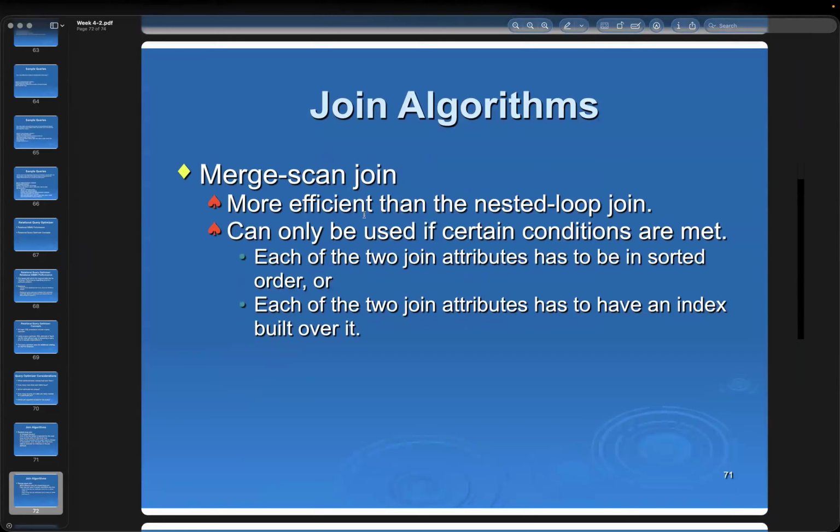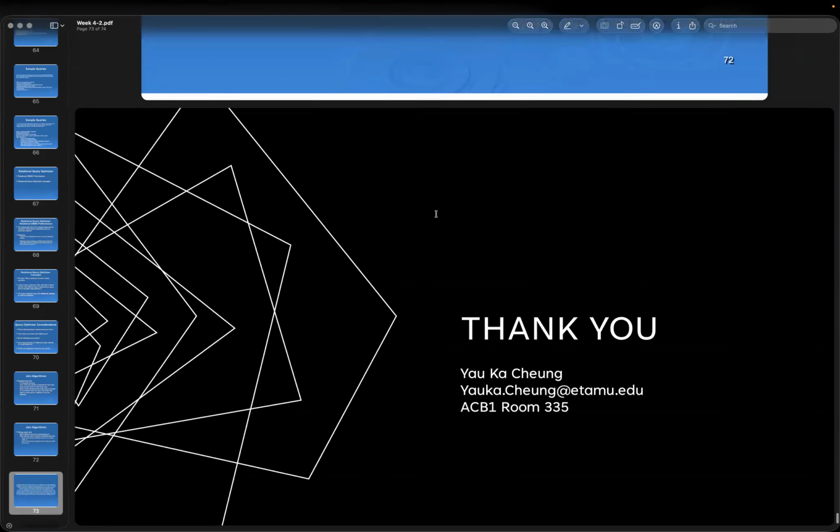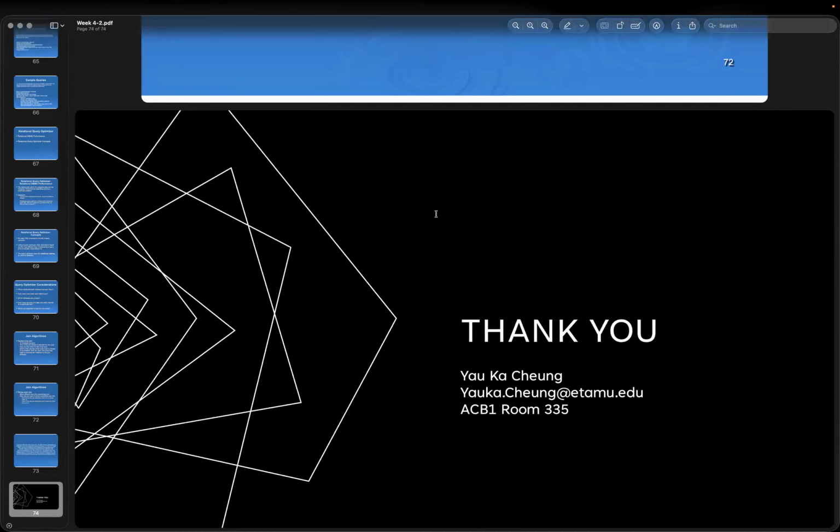It's more efficient than the nested loop join, but it can only be used if certain conditions are met. You will see that it's faster if they meet two of them: the joining attributes have to be in sorted order, or the two attributes have an index built on them. If both of them already have an index or are in sorted order, then we can use the merge scan join right here. So we quickly went through all of the database. Thank you so much.